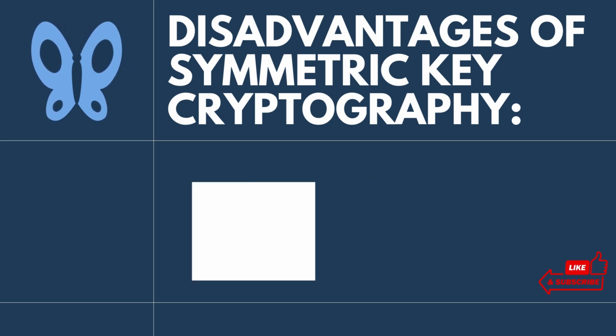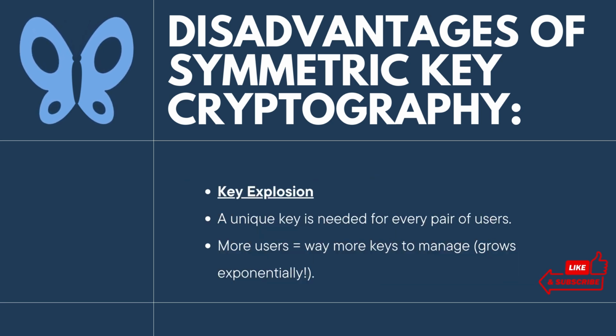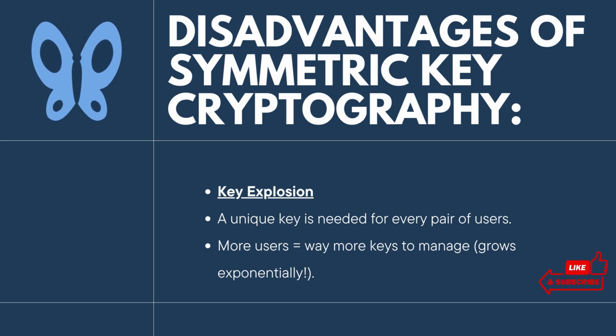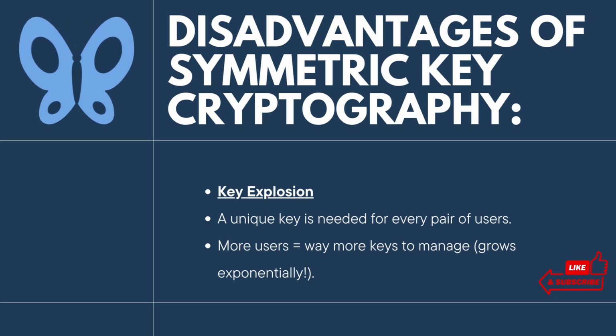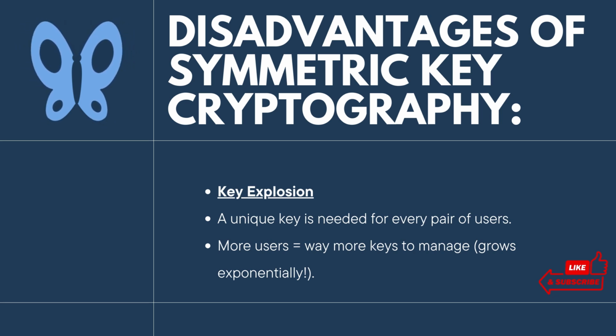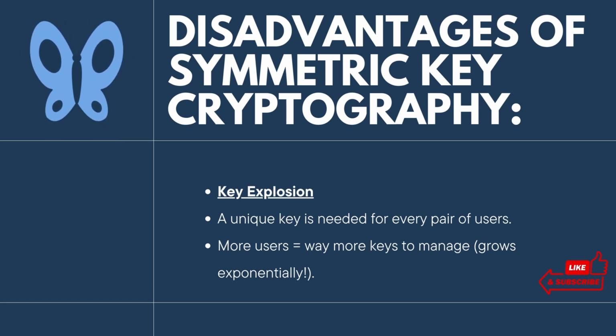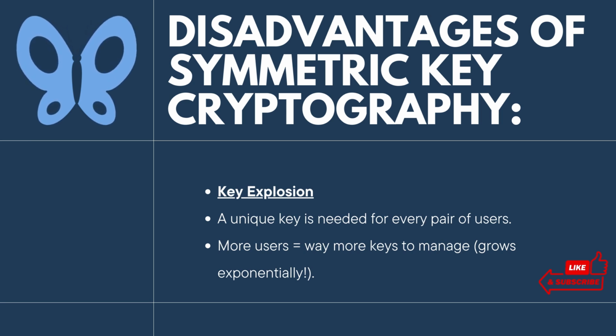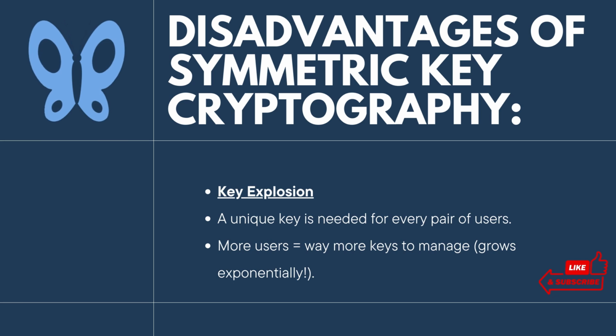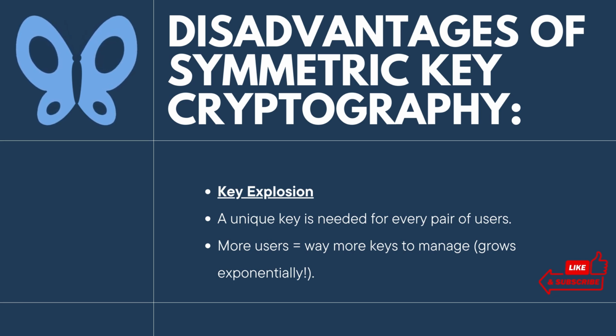Moving last. And here's the last headache: key explosion. In symmetric encryption, every pair of users needs a unique key. That means the more users you add, the more keys you have to manage. It doesn't grow slowly, it grows exponentially. 5 users, 10 keys. 10 users, 45 keys. 100 users, you're now managing 4,950 keys. It's not just a math problem, it's a logistical nightmare.